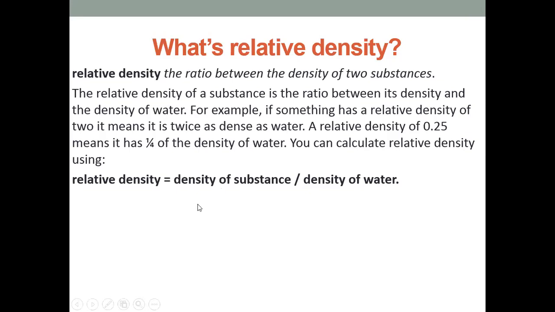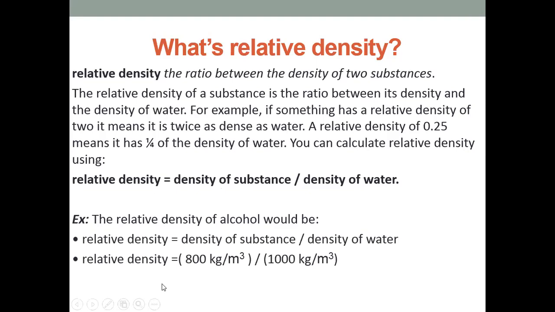We can use the formula: density of a substance over density of water to find the relative density of a substance. For example, the relative density of alcohol: we know that alcohol has a density of 800 kilograms per meter cubed, and water has 1,000 kilograms per meter cubed. When you divide 800 by 1,000, you get 0.8 relative density. Relative density doesn't have any unit. Why? Because the density of alcohol and the density of water are both in kilograms per meter cubed, so when you divide them, the units cancel out.